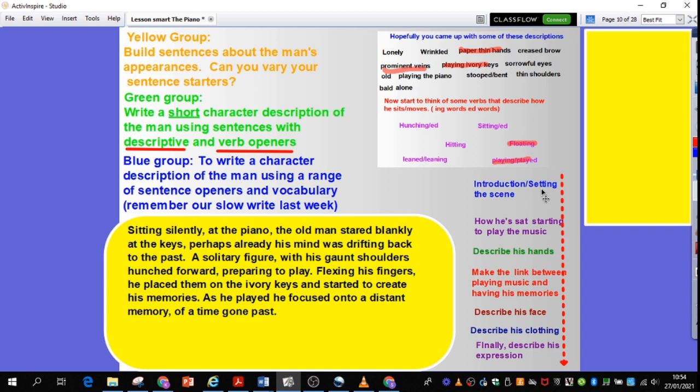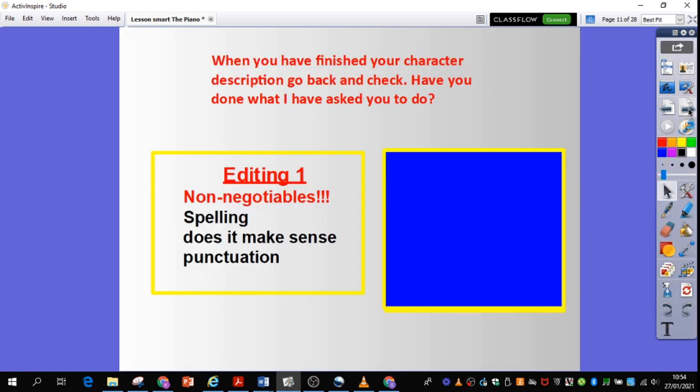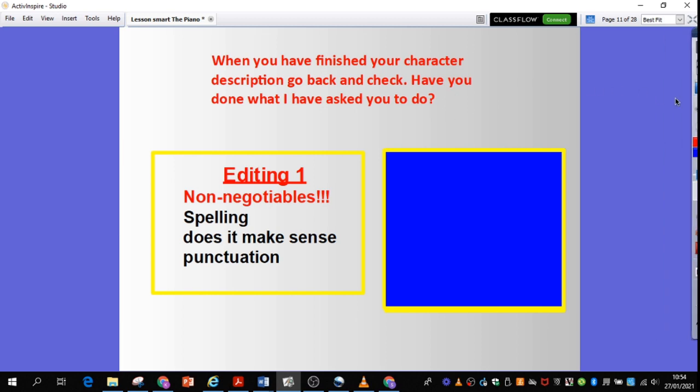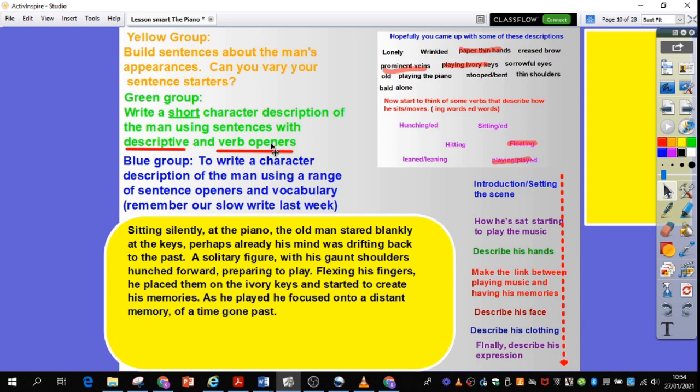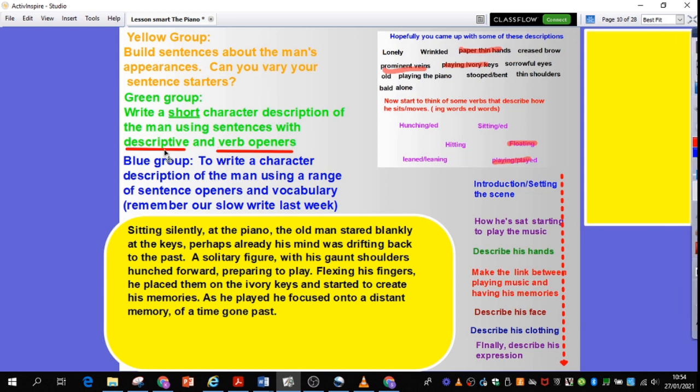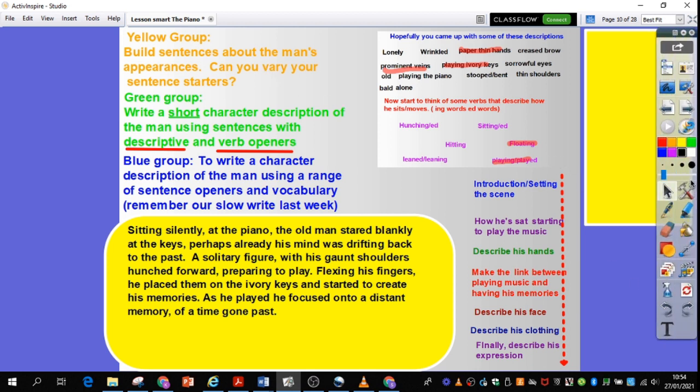So when you have done your character description, Year 6, what I would like you to do now is to go back and check, have you done what I've asked you to do? Have you done everything here that I asked you? Green group, have you done a short character description using descriptive and verb openers? Blue group, have you done a range of sentence openers and looked at the precise vocabulary? And yellow group, have you built me a range of sentences to describe the man's appearance?